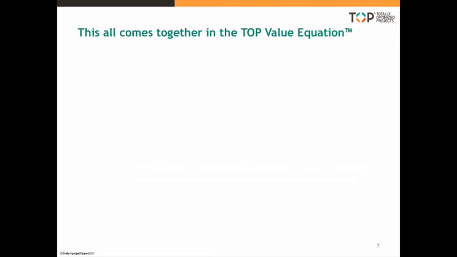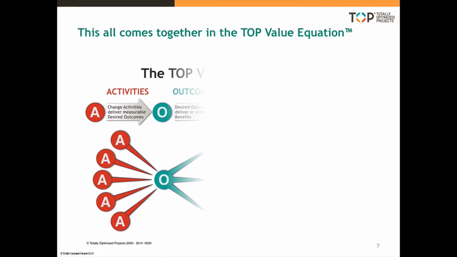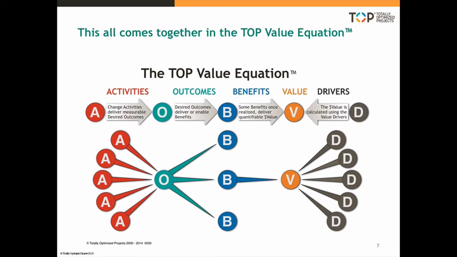And this all comes together in what we call the top value equation. Activities cumulatively deliver the outcomes, which when they are delivered, deliver the benefits, some of which have a value which is determined by the value drivers. And that's it. It's as simple as that. This can control your whole project. Defines your measures of success. Have we achieved the outcomes, benefits and value? It defines the benefits you're trying to achieve. The whole value side of the project is encapsulated in the value equation.